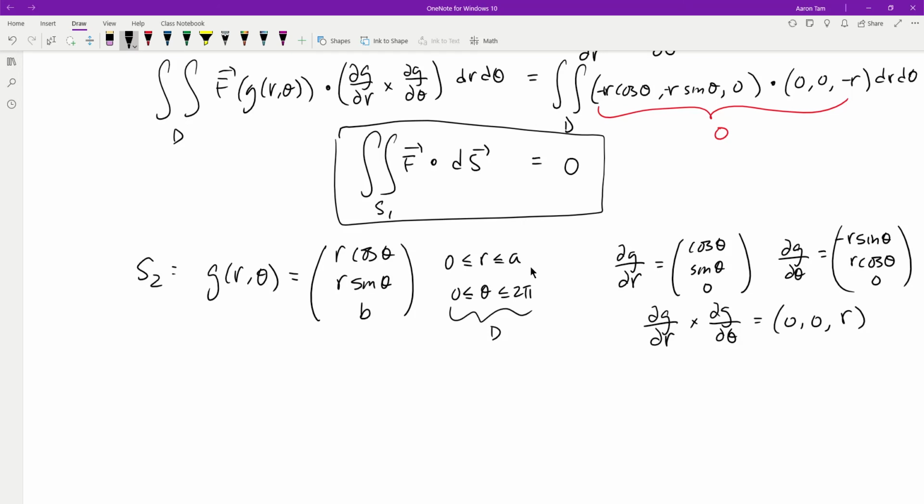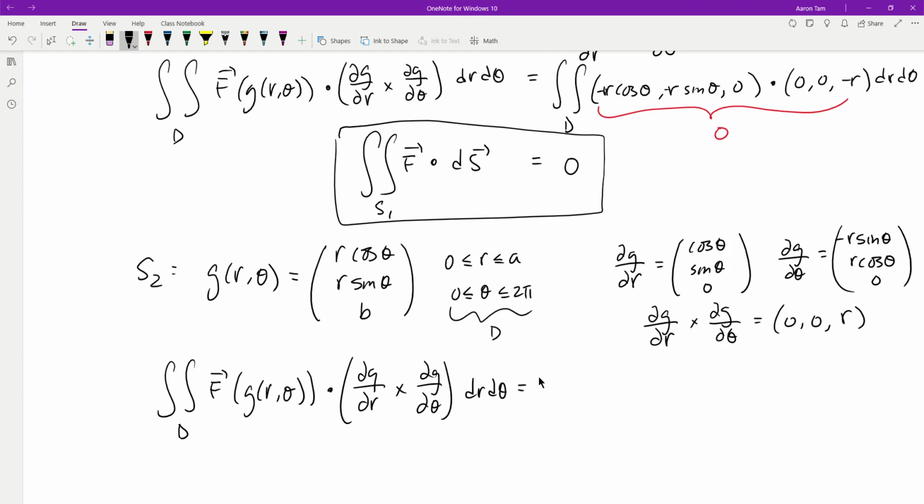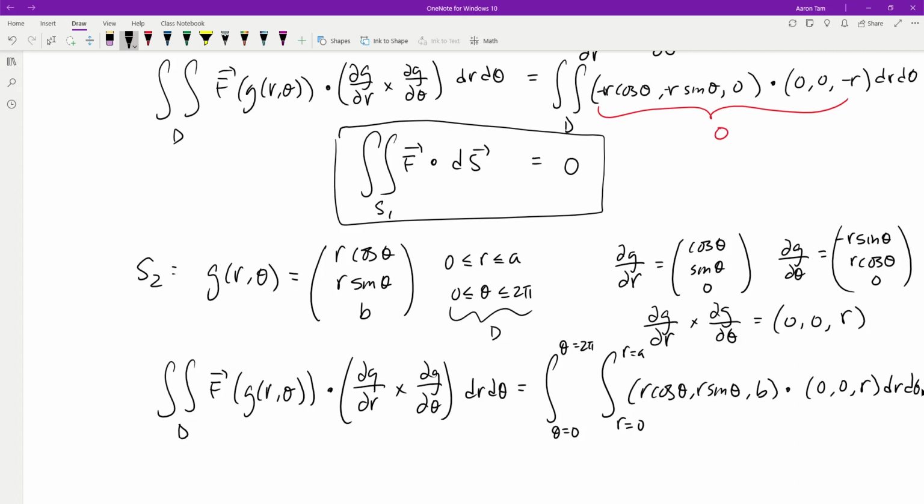So how does that change our integral? Well, let's find out. Here's my double integral of vector f of g of r, theta, dot product dg over dr cross dg over d theta, dr d theta. So in this case, theta goes from 0 to 2 pi, r goes from 0 to a, and I have the dot product r cosine theta, r sine theta, b, dot product 0, 0, r, and I have dr d theta.